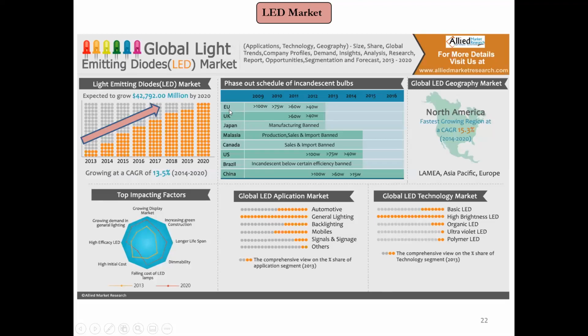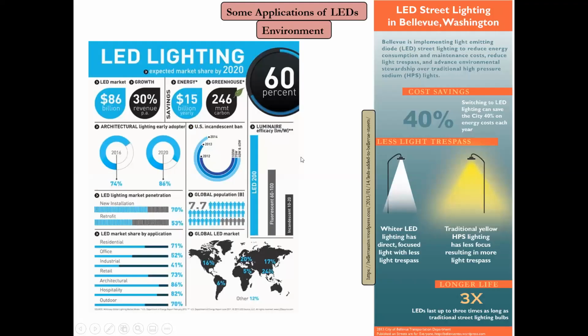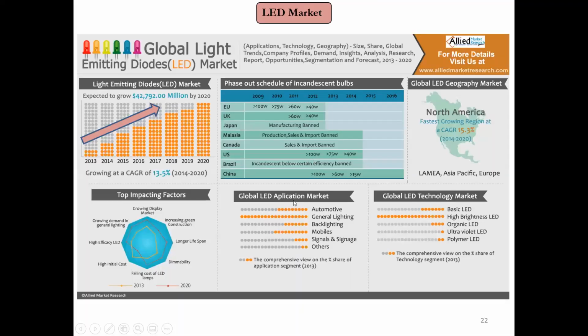So the European Union has plans to phase out 100 watt or 75 watt bulbs, and so on and so forth, from 2009 to 2012. So this is how the developing world is progressing to phase out conventional light sources, not only to save energy, as I just said, but to save the environment and all the unnecessary spending. So the markets are going from the display market, from 2013 to 2020.